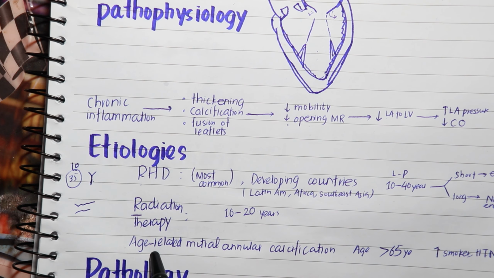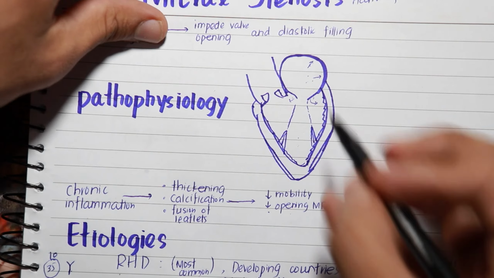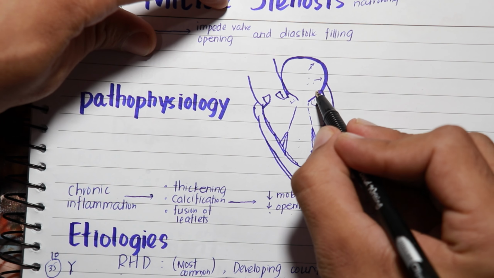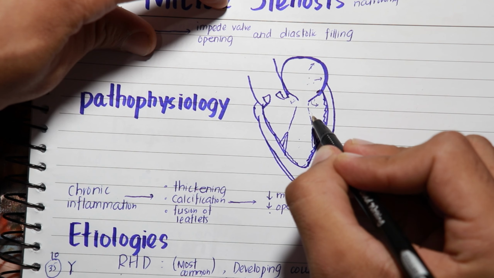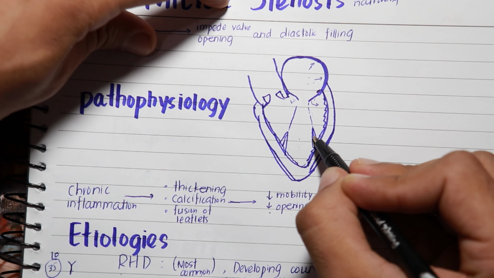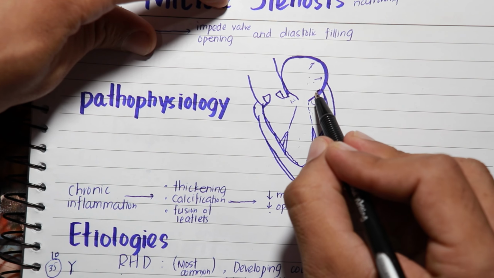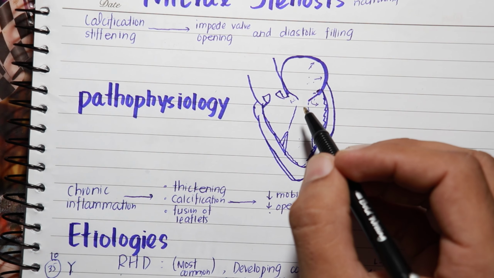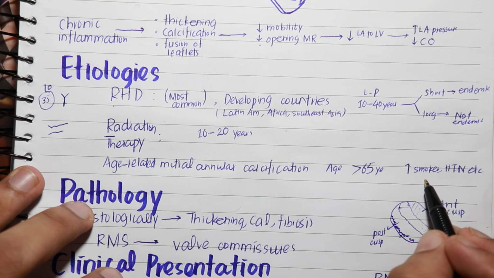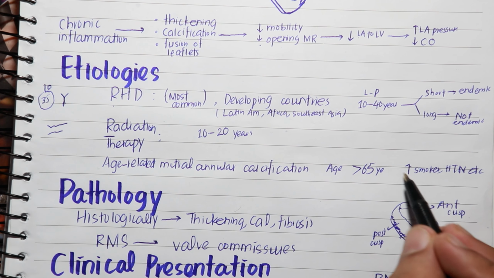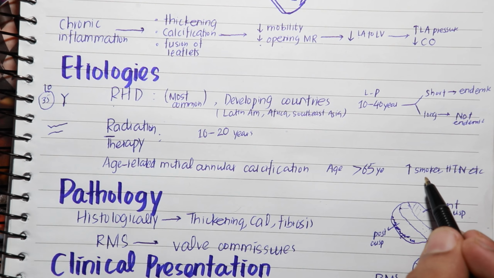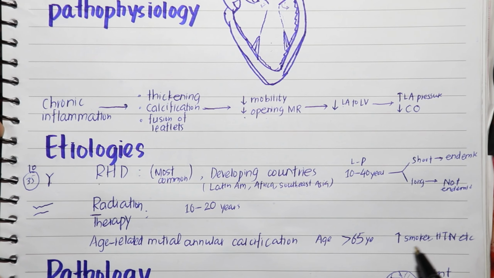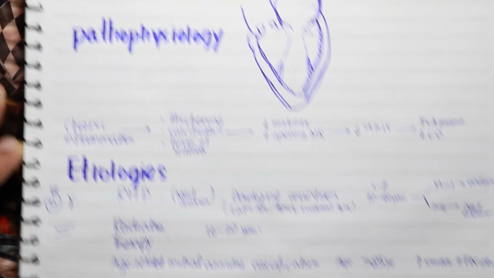The third cause is age-related mitral annular calcification. So what is the mitral annulus? This is the mitral valve, this is the leaflet, this is basically the annulus, this is the leaflet, this is the chordae tendineae, and this is the papillary muscle. It is made up of 4 components. So this is the annulus, the mitral annulus. When the patient ages, suppose the age is more than 65 and the patient is also a smoker, hypertensive or maybe diabetic, these all cause calcification. The calcification could be in coronary arteries or in any blood vessel. When this calcification occurs in this valve, it can lead to mitral stenosis.